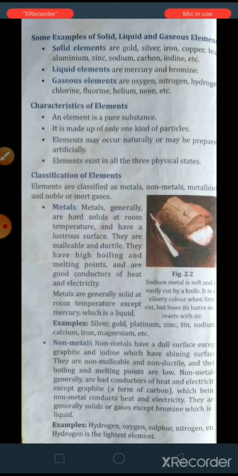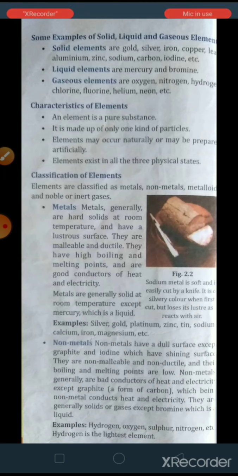Okay. And their boiling and melting points are low. Non-metals have low boiling and melting points. If we supply a minimum amount of heat, then the solid form of non-metal is converted into liquid form. That is the melting point. If we supply a minimum amount of heat, the liquid form of non-metal is converted into gaseous form. That is the boiling point.